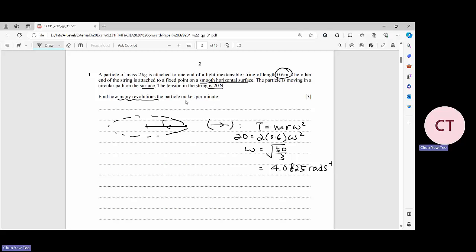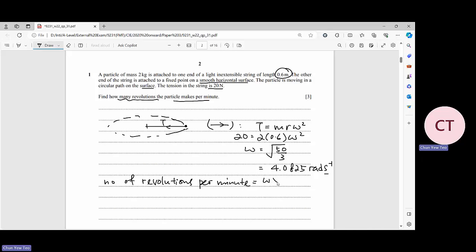But this one is only the angular speed. We want to find the number of revolutions per minute. Just now it's per second. So for per minute, just need to multiply by 60. Just take your omega, multiply by 60.